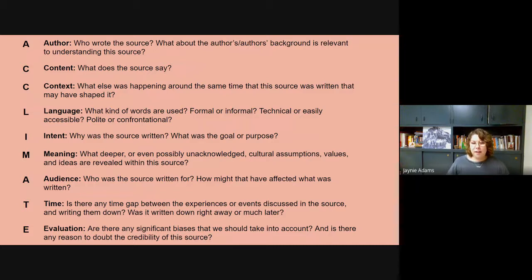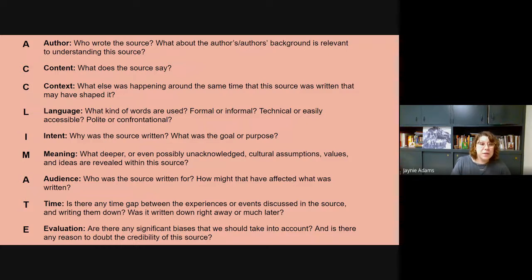And then finally, evaluation. This is where you come in as the historian. Are there any significant biases that we should take into account? And is there any reason to doubt the credibility of the source? Right? So that's where you'll be putting on your historian hat and going, oh, this person is in the out group. Do they have the right to say this about these people? Something like that.